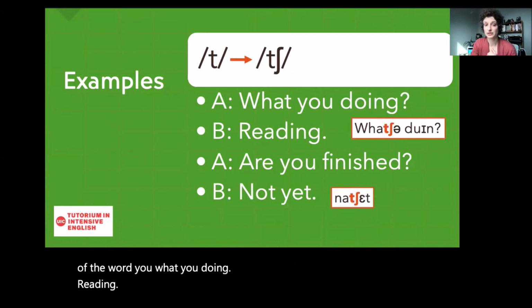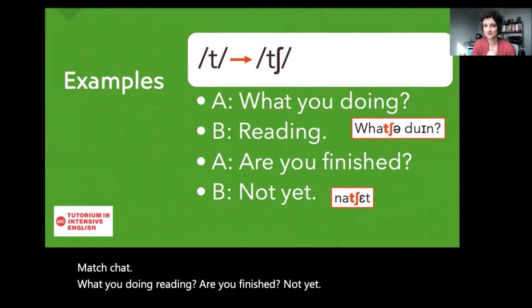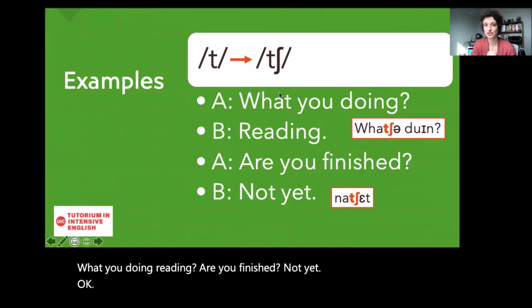What you doing? Reading. Are you finished? Not yet. What you doing? Reading. Are you finished? Not yet.